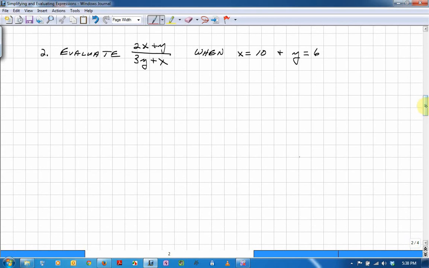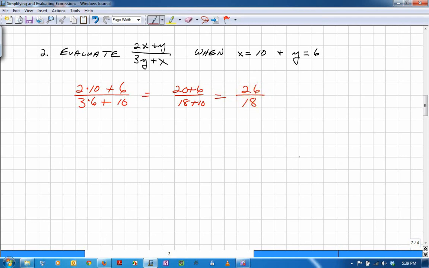Okay, the last one is to evaluate 2x plus y over 3y plus x, and it gives me the values for x and y here. So we're going to say 2 times 10 plus the y value, which is 6, all over 3 times y, and y is 6, plus x, x is 10. Doing order of operations, 2 times 10 is 20, plus 6. 3 times 6 is 18, plus 10. 26, all over 18.